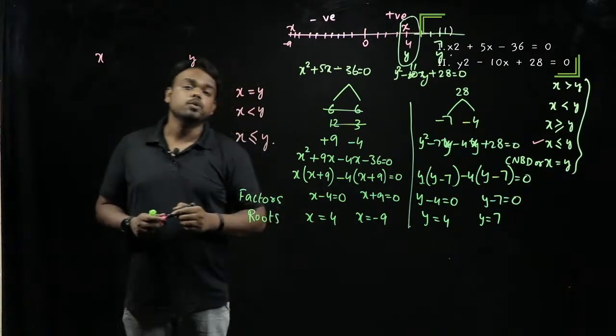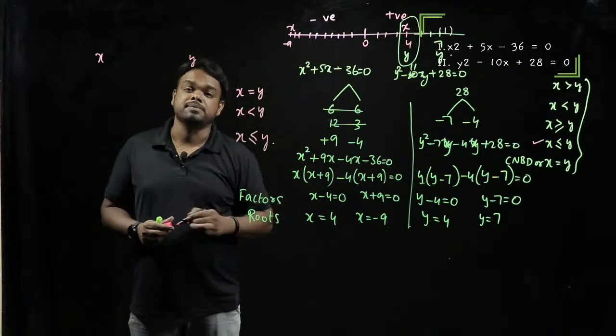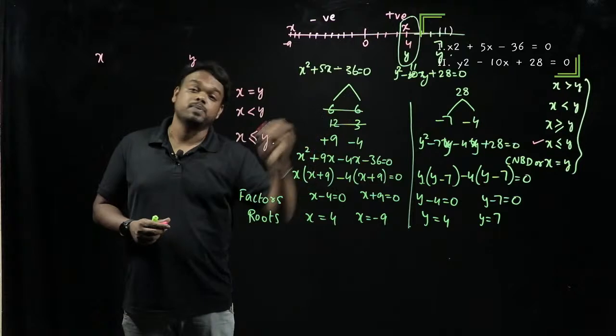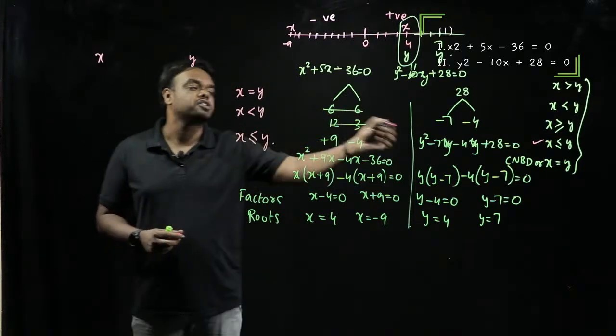Few people go with giving the operations. If you have plus and plus, that becomes minus and minus. If you have minus and plus, that becomes plus and plus. I won't be using that method, guys. I'll be using a simple logic what we have already learned here.